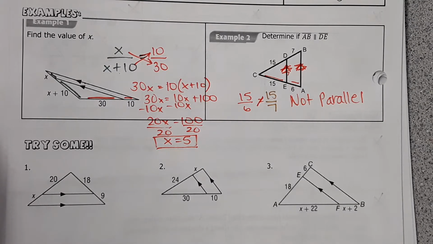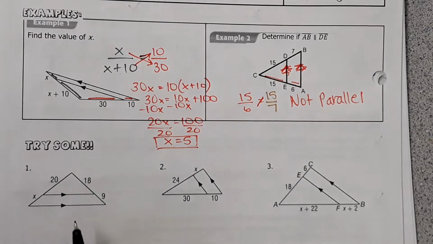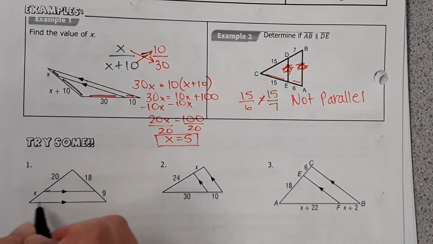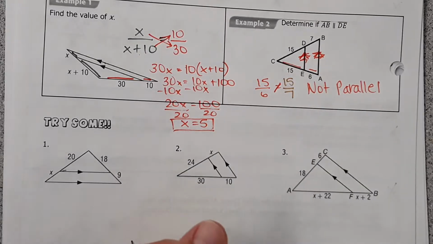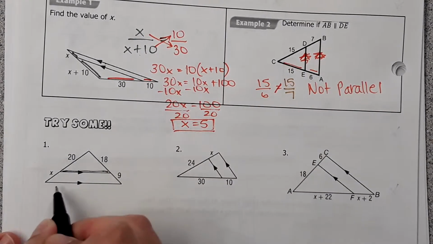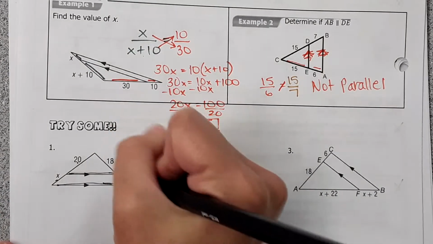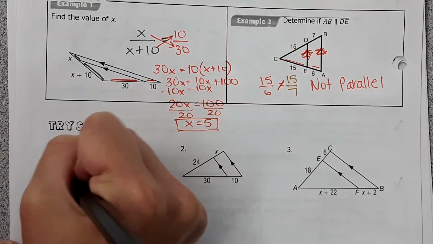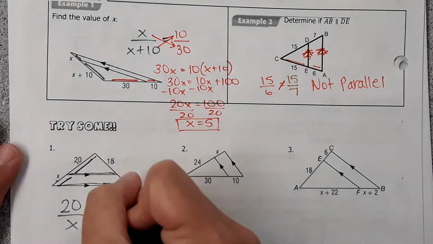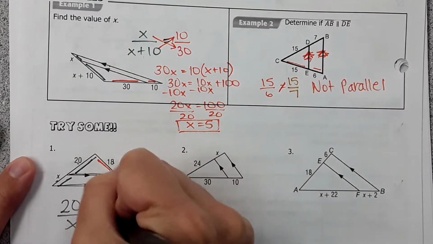Yes? So the lines that you draw, like little arrow things, does that mean parallel? Yes. So for example, in this example, this line is parallel to this one. So for number 1, they're showing us that those are parallel, and if they're parallel, then we know there's proportionality here. 20 over x will equal 18 over 9. So I'm going to set that up. 20 over x, this is proportional to this, in the same ratio that this is proportional to 9. 18 over 9.